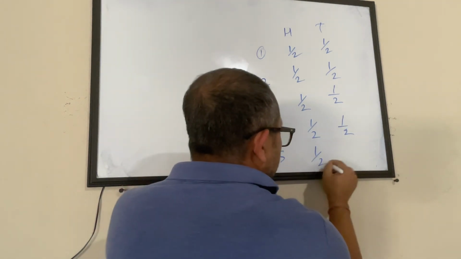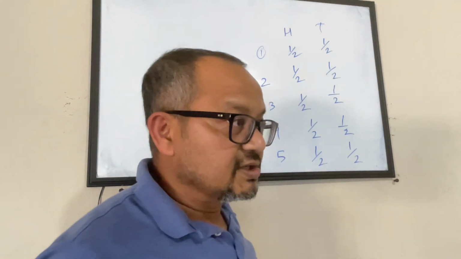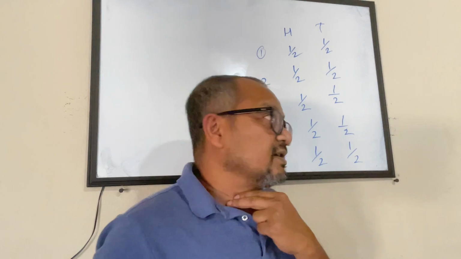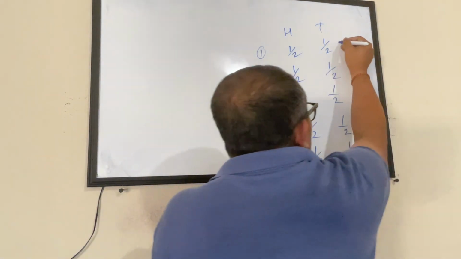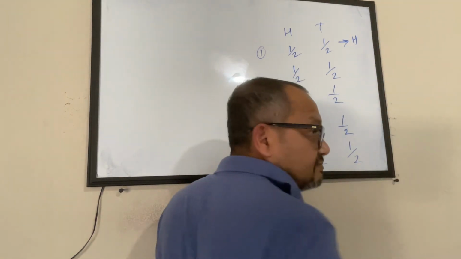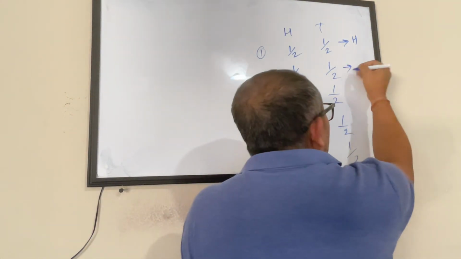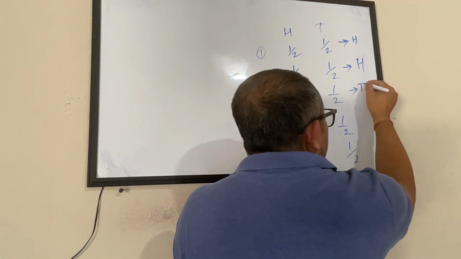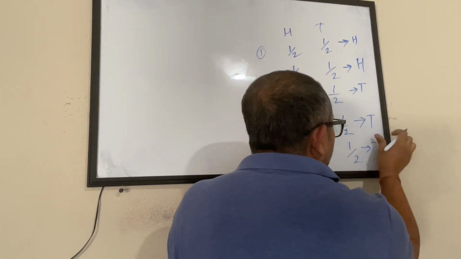Five times when you toss, let's say it happens the same way. All have equal possibilities. In the first toss, let's say it came as head. Second time also, let's say head came. Then came tail, and then tail, or maybe head.